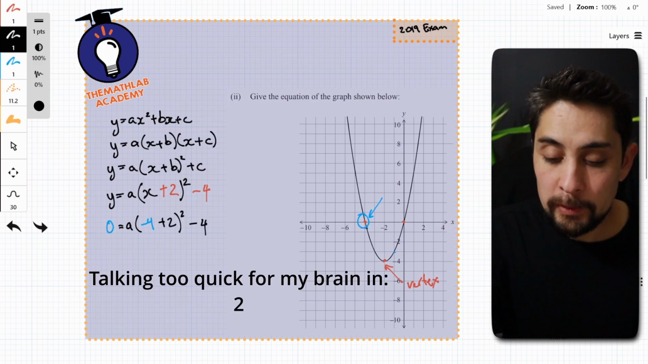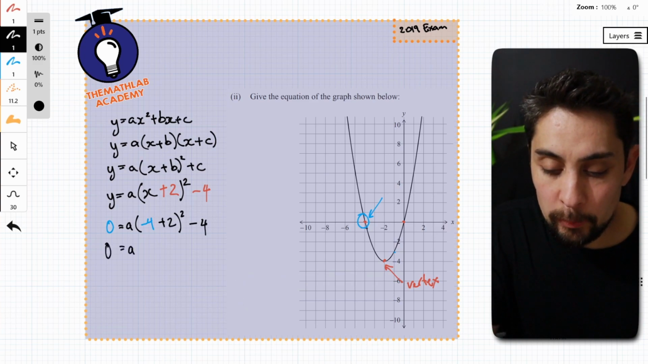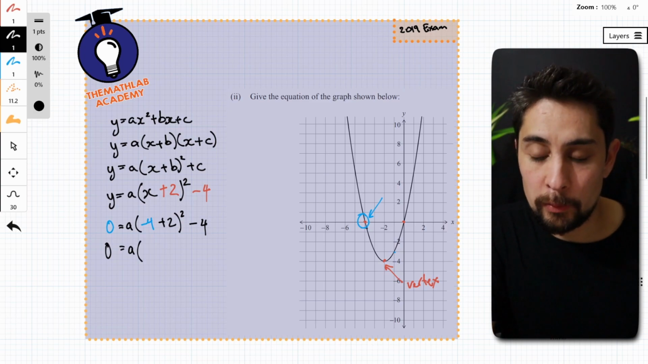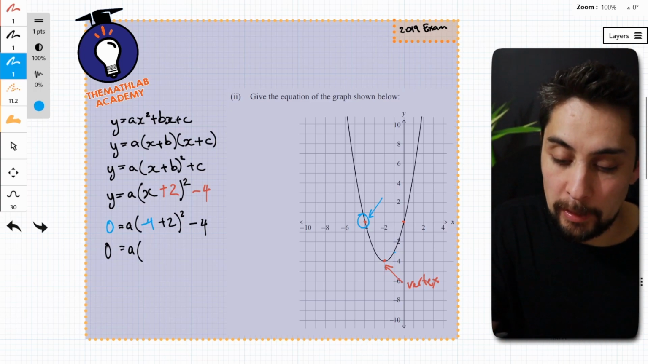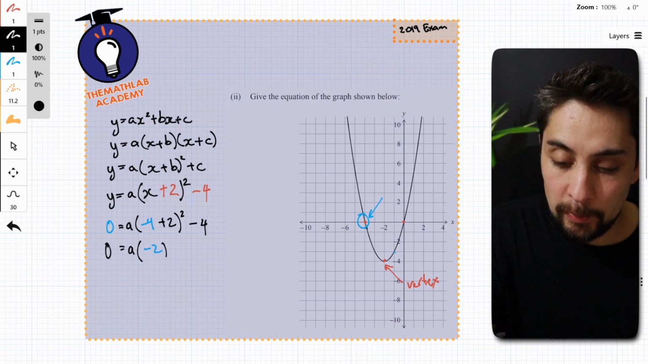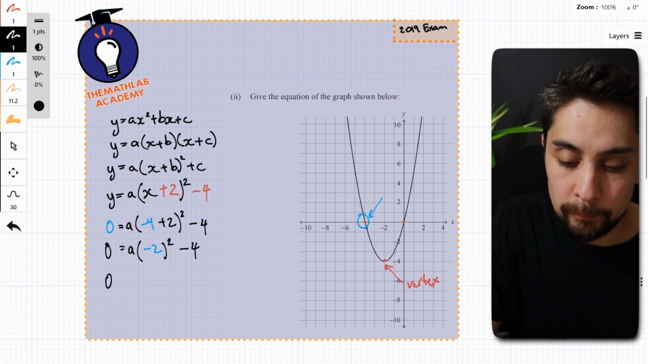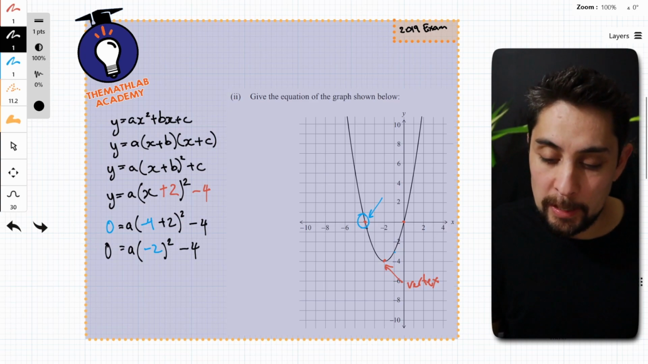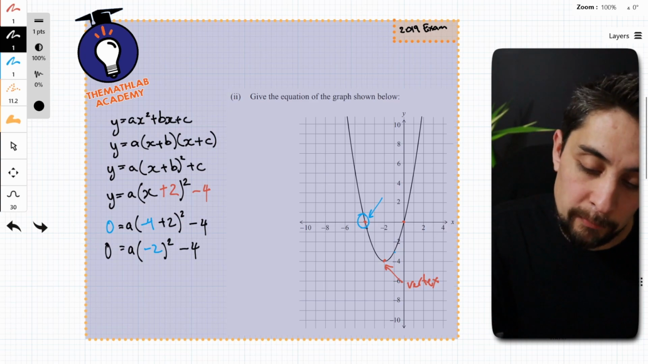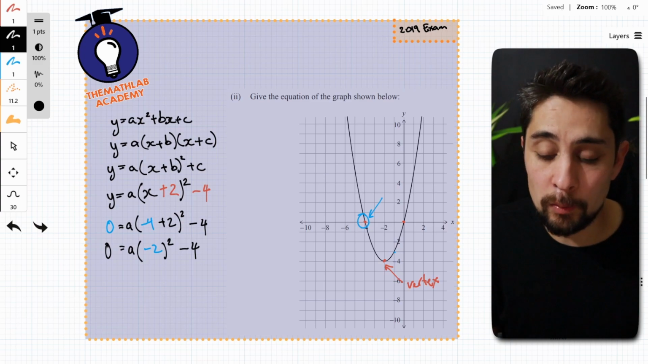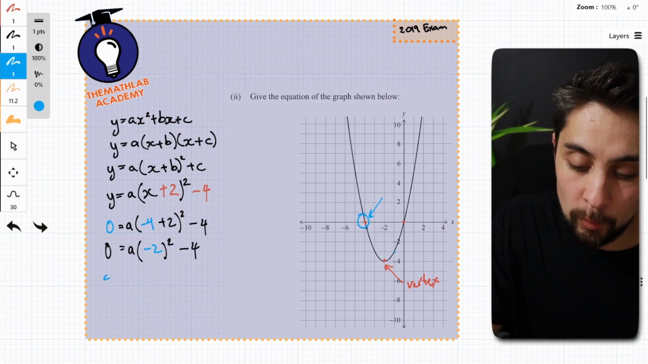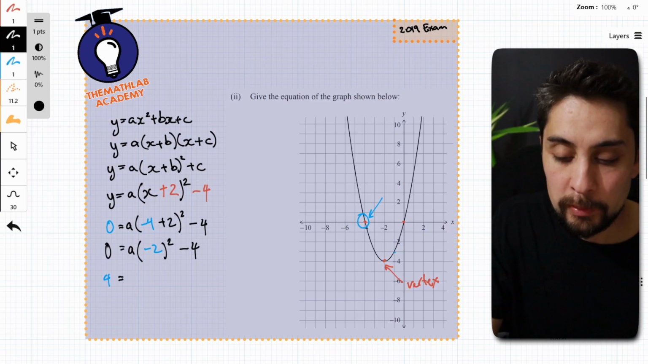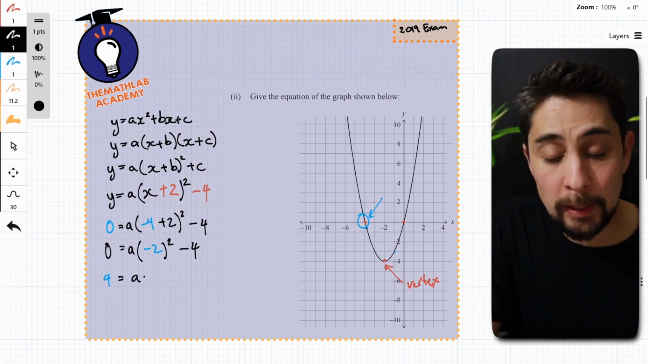Let's just simplify this and see what we get. So we have 0 equals a times -4 plus 2. -4 plus 2 becomes -2. And then we square that, minus 4. Our goal here is to get that a by itself, so we need to get this 4 off to the other side of the equal sign. The way to do that is to add 4 to both sides. So that gives us 4 over here equals a times -2 squared.